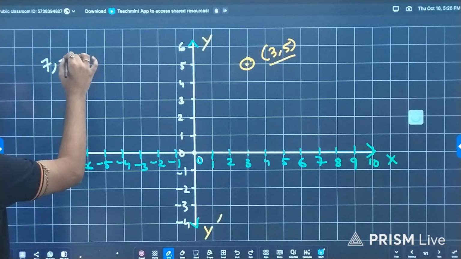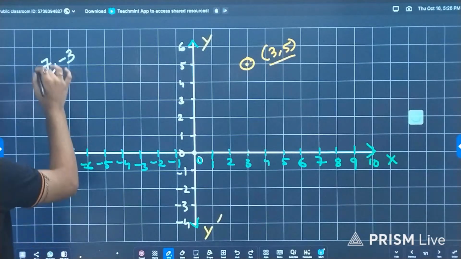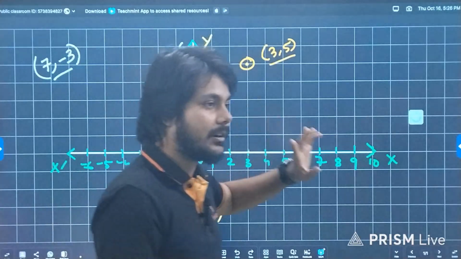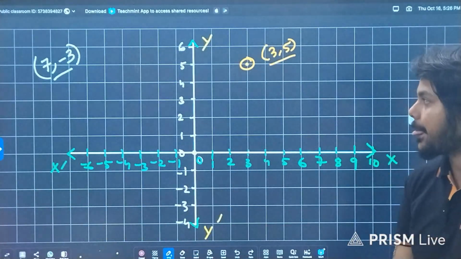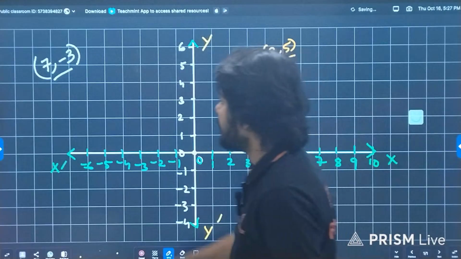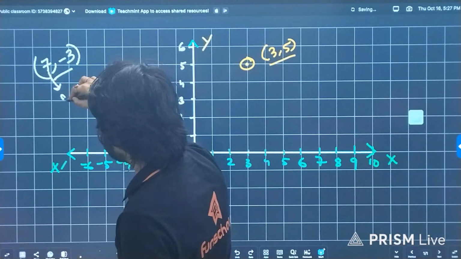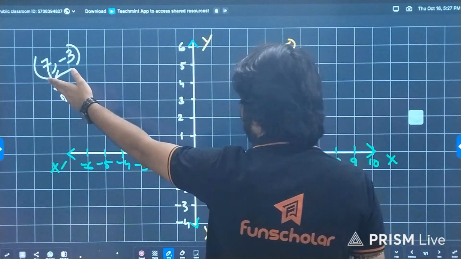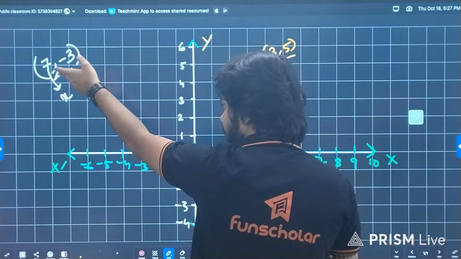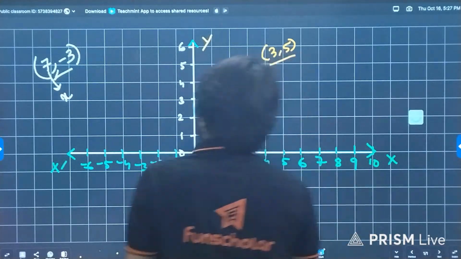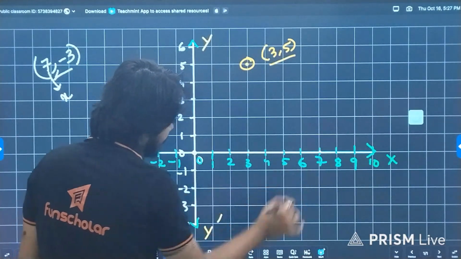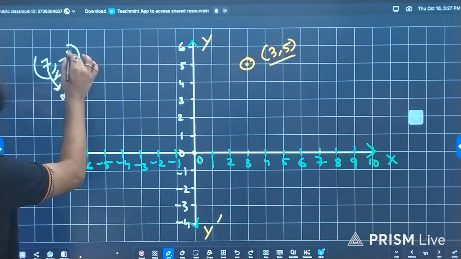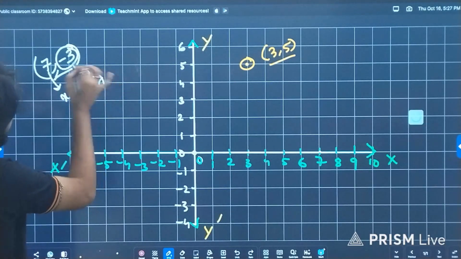7 comma minus 3. Plot this coordinate in the Cartesian plane. The first component always denotes the x, and no sign has been given before 7, which means it is plus 7. So plus 7 will be here, and then the value of y has been given in negative terms.